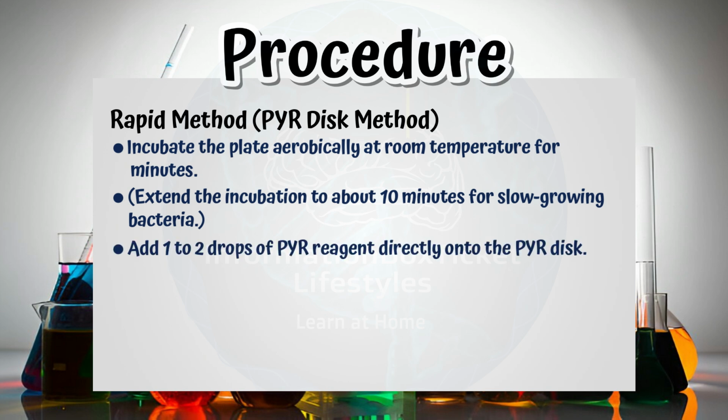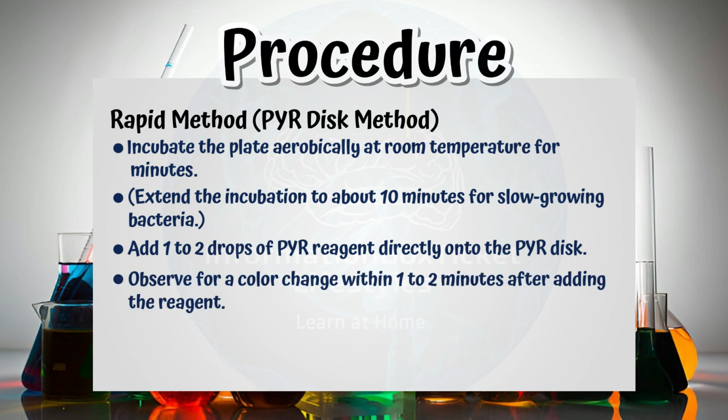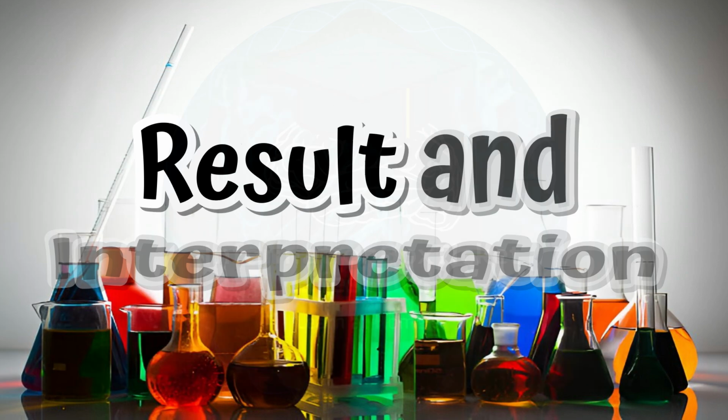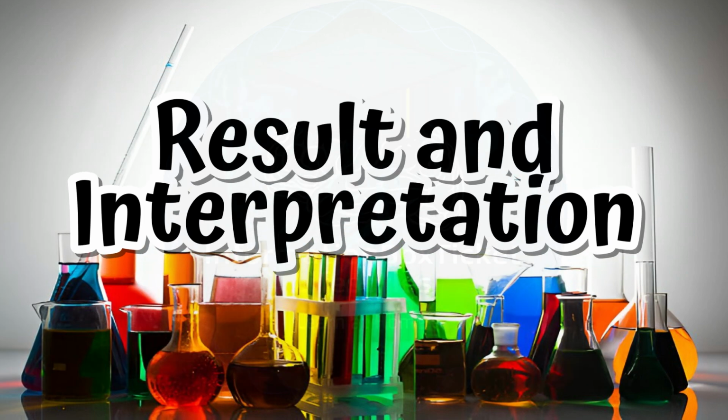Add 1 to 2 drops of PYR reagent directly onto the PYR disc. Observe for a color change within 1 to 2 minutes after adding the reagent. Result and interpretation of PYR test.